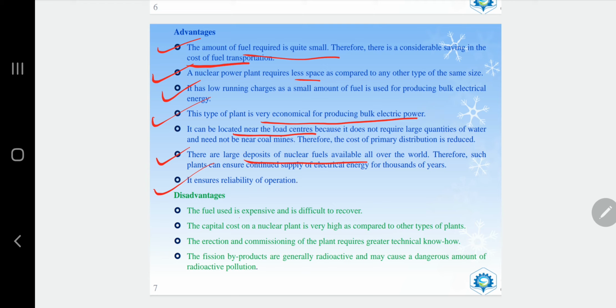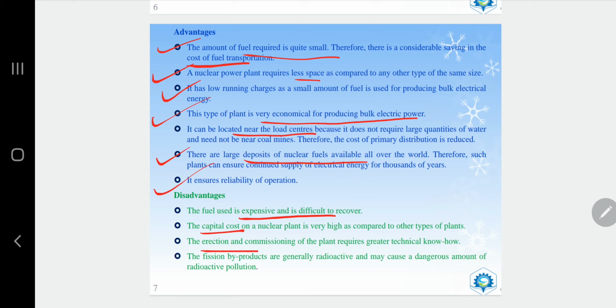The fuel used is expensive and it is difficult to recover. The second one is that its capital cost is very high when compared with any other type of plant. Why? Because it should be leakage proof. At every point, the safety measures, everything has to be done. So the capital cost will be very high.